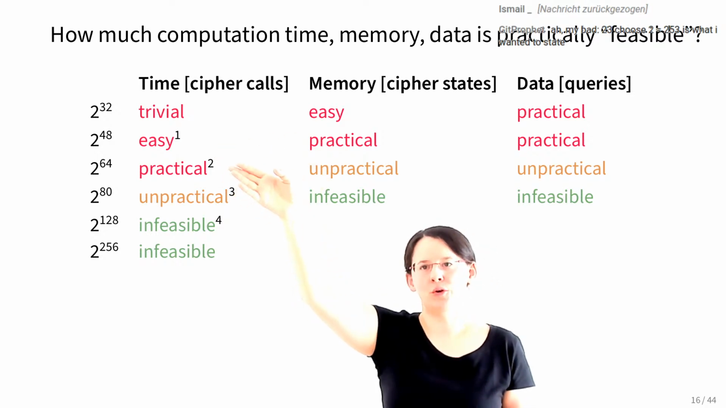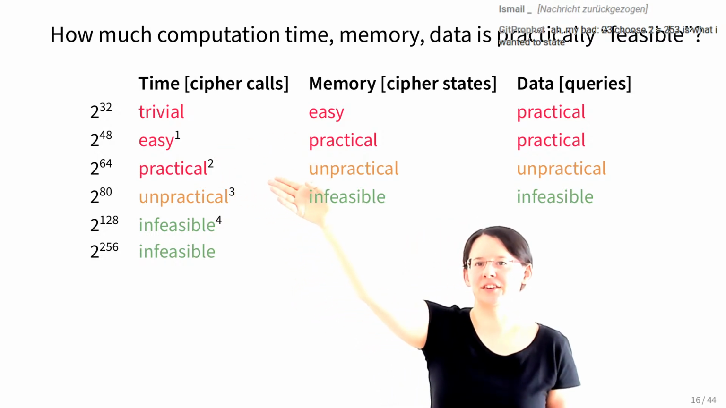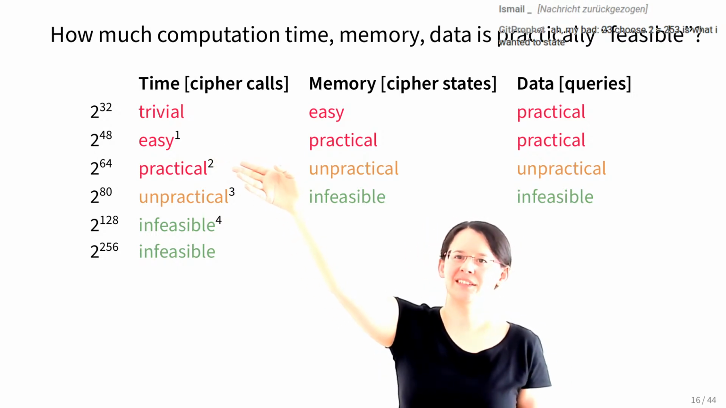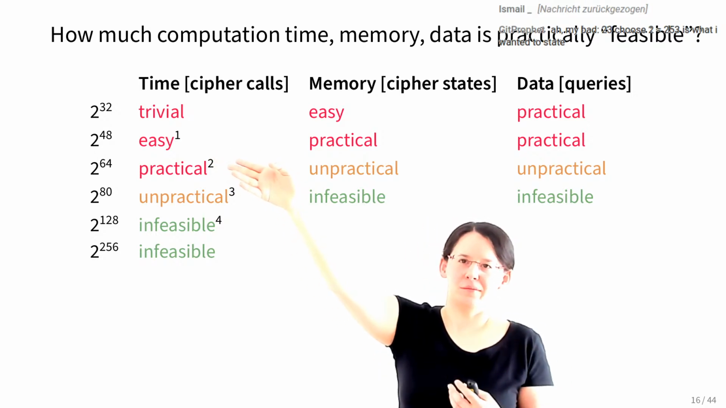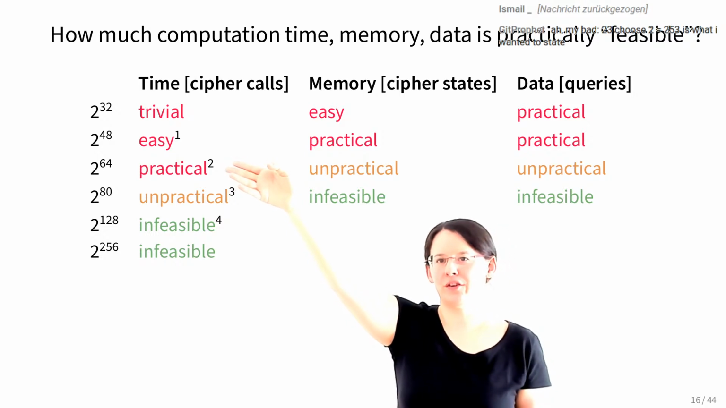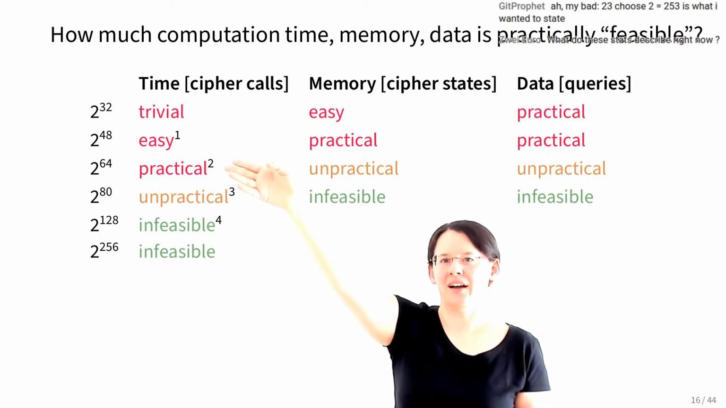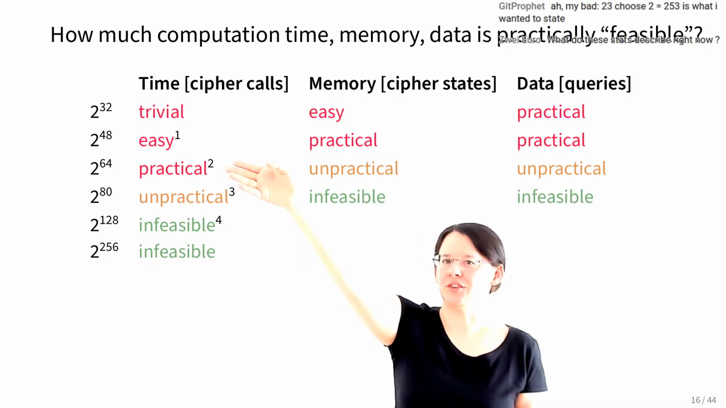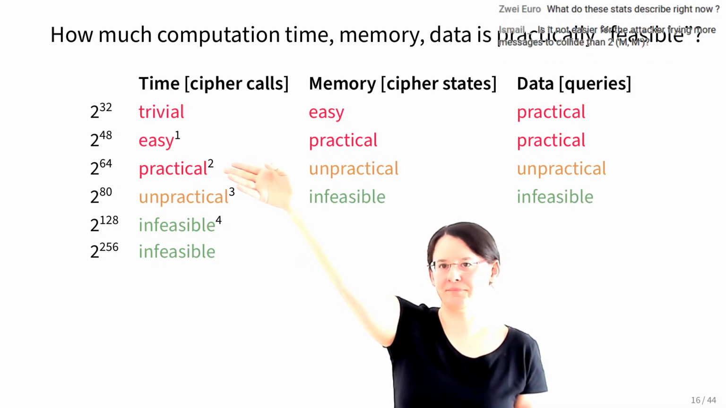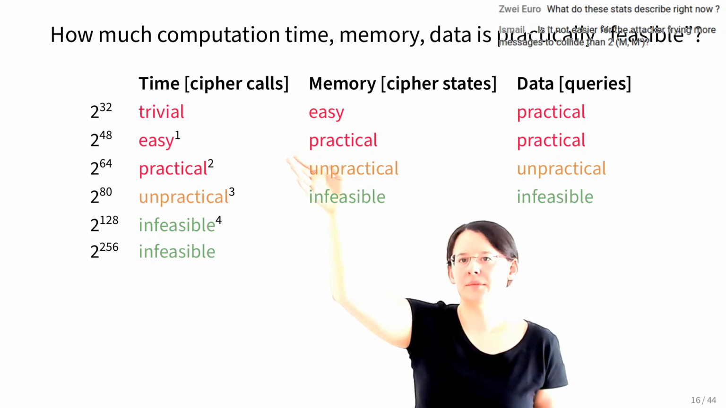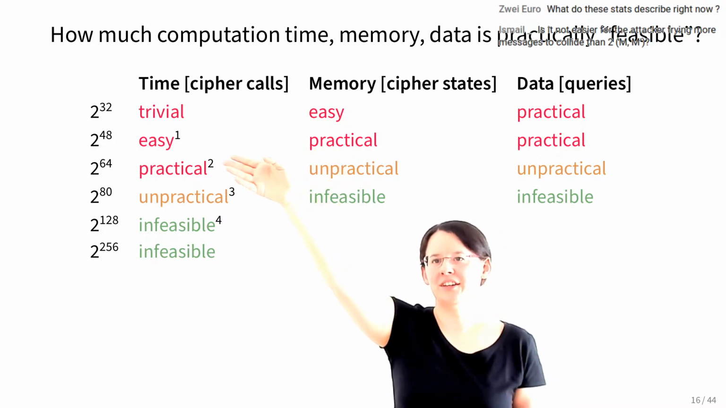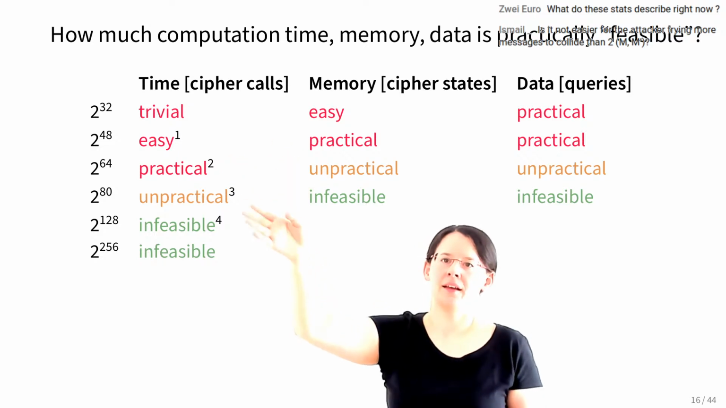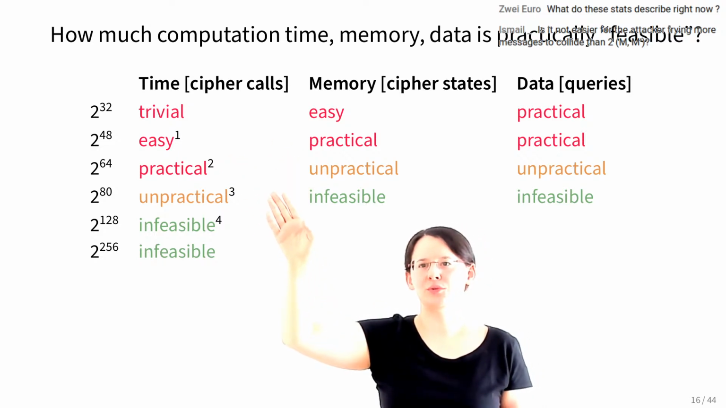2 to the 64 is what I consider practical here. Now, practical does not mean, oh, it's useful, I want to do that, but it means it's practically possible if you have a lot of money or a lot of time. You are probably not able to do this, but I'm pretty sure that Google or NSA are able to do this. So it's not a security level that I would choose if I want to protect against all sorts of attackers. If we go higher up, we get something like 2 to the 80.